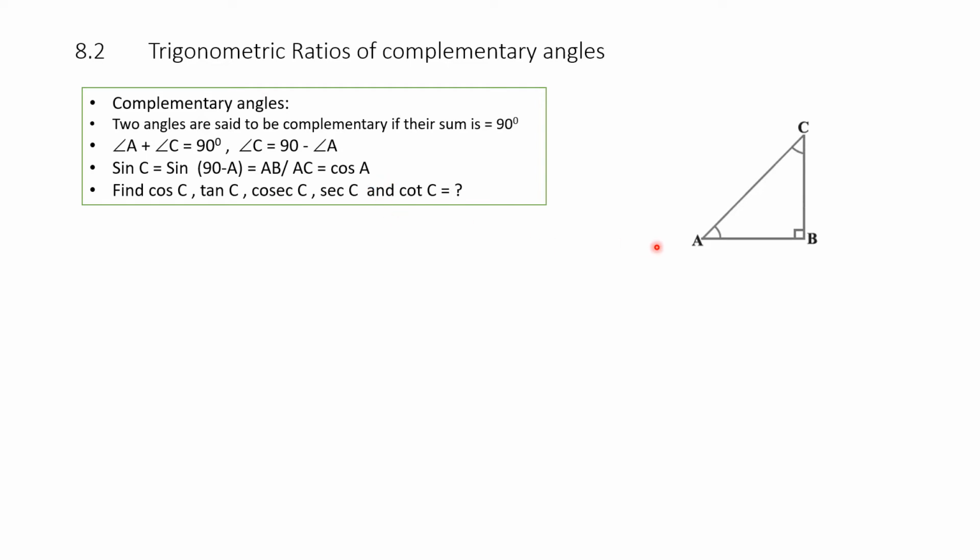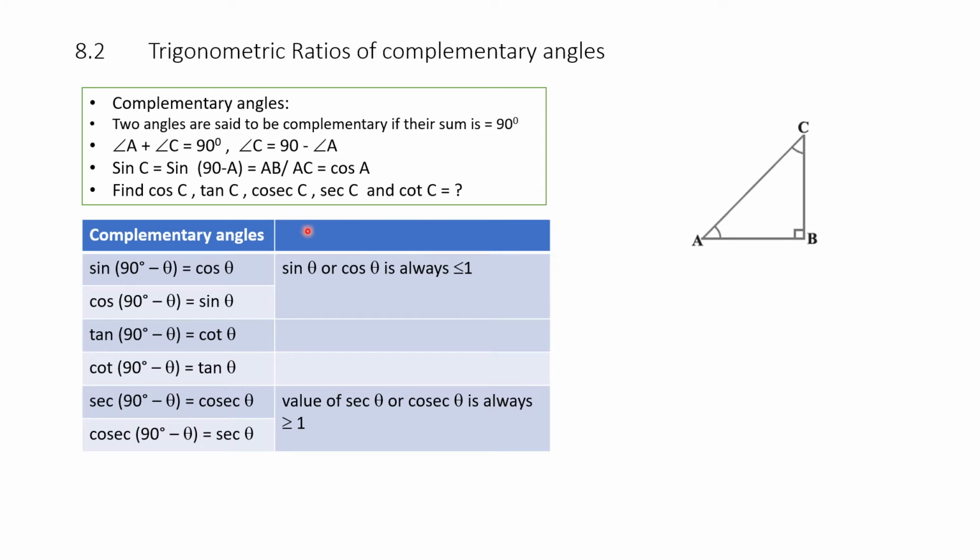Similarly, we can find the values of cos of angle C, tan C, cosecant C, secant C and cot C by using the same relationship. Here, the adjacent side in the previous case becomes the opposite side, but the hypotenuse remains the same. The opposite side and adjacent side get interchanged when we take the angle 90 minus A.